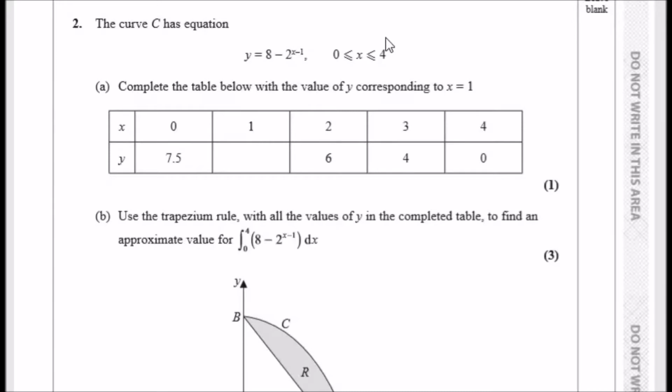Plugging in the value x equals 1 in the calculator, it should look a bit like this: 8 minus 2 to the power of 1 minus 1. When you do that, let's see, 1 minus 1 is 0, 2 to the power of 0 is 1, 8 take away 1 is 7. So, now part B, let's see.